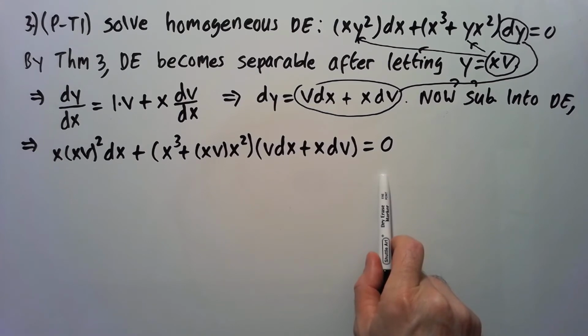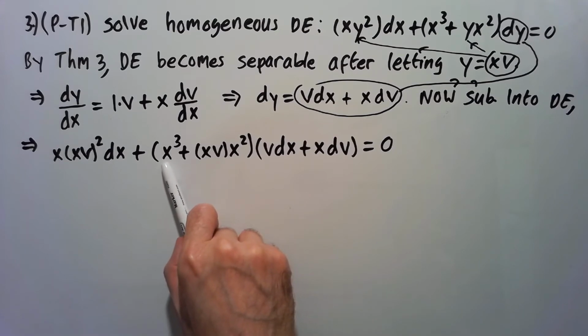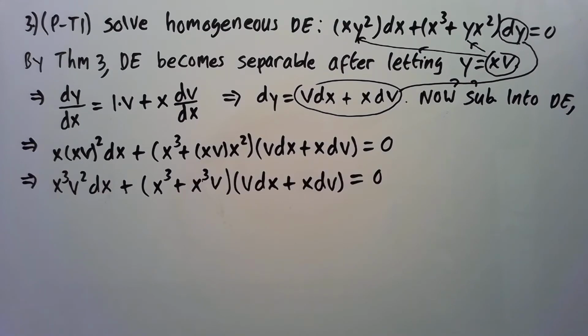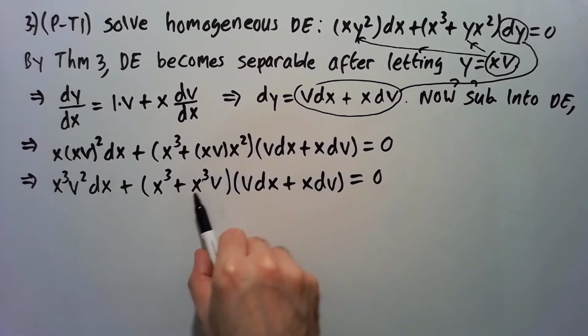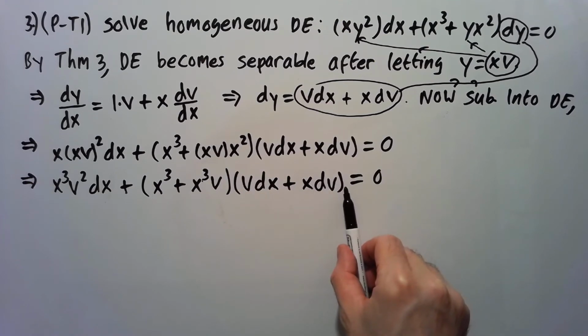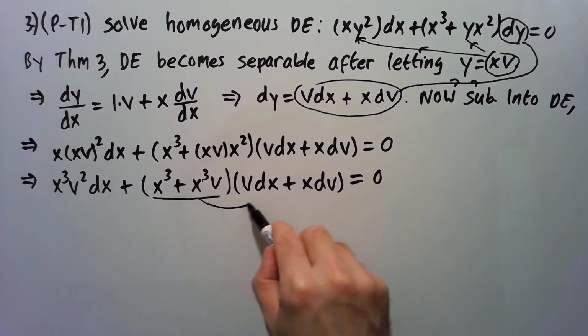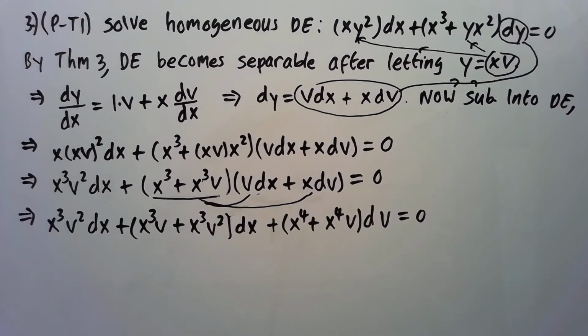And then let's see, we can rewrite this. Actually, notice here I can pull an x cubed out. Maybe rewrite it first. So rewriting, I have x cubed v squared dx plus x cubed plus x cubed v times this stuff still. And now let me multiply this with this and with that. So multiplying things out, we get this.